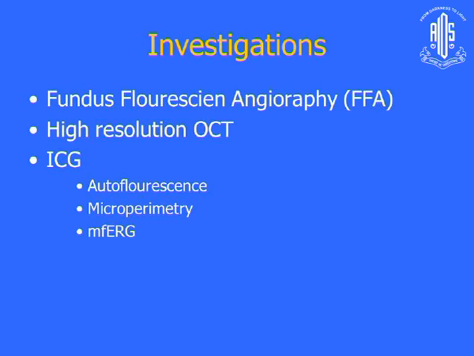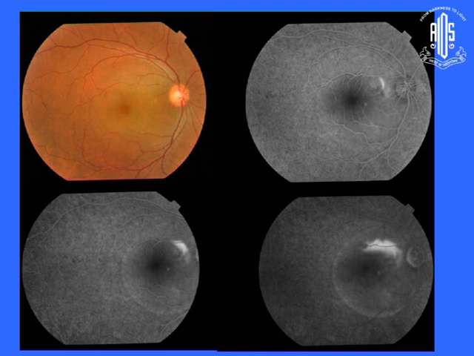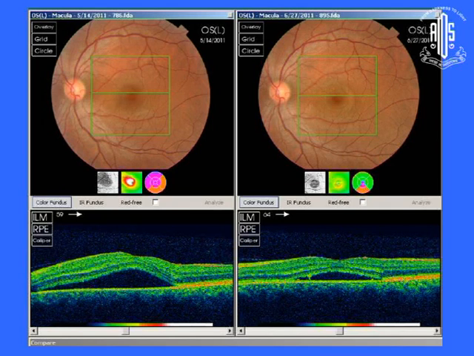We need not do investigations if it is a typical case, but yes, we can do a fundus fluorescein angiography and high resolution OCT. OCT is especially for follow-up of the patients. You can see either an ink blot leak or a smokestack leak on fundus fluorescein angiography. And on OCT, if you are expecting the SRF to reduce, then you can look at the SRF resolving.